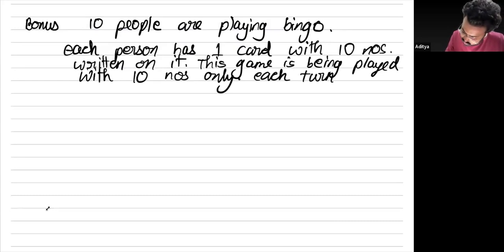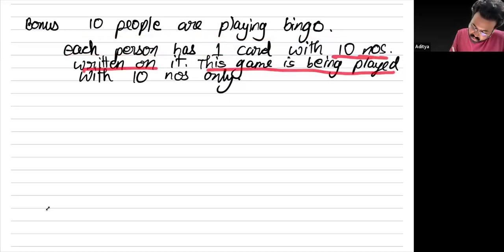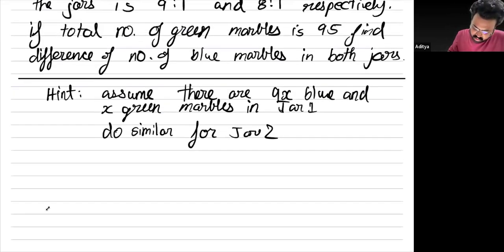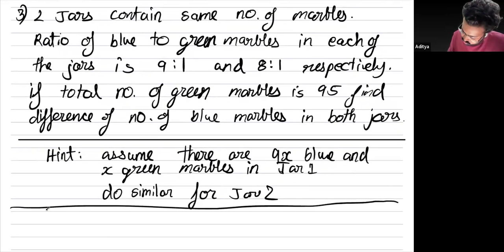Okay. Then, if you have understood the question so far, 10 people are playing a game of bingo. Each person has one card with 10 numbers written on it. This game is being played with 10 numbers only. This is a special kind of bingo where if one particular number on your card is called out. Actually, wait, I'll reword the question. I'll give the question after completing discussion of question 3. Fine. First, I'll complete the discussion of question 3.